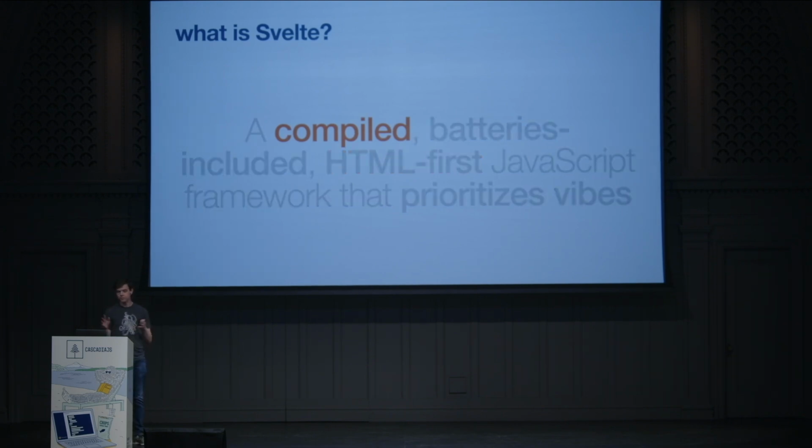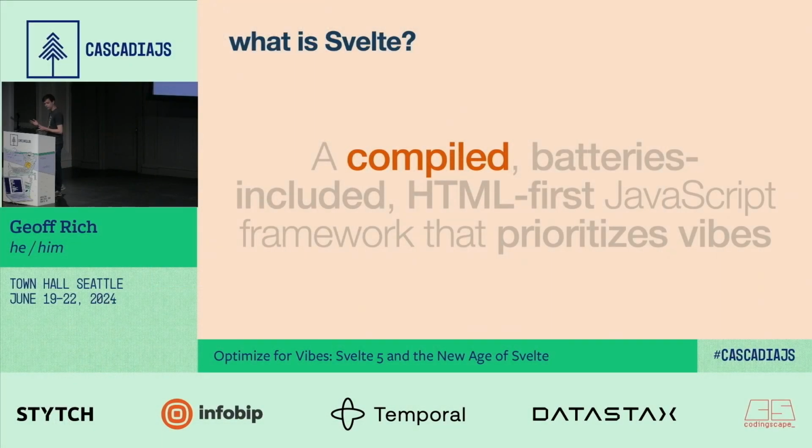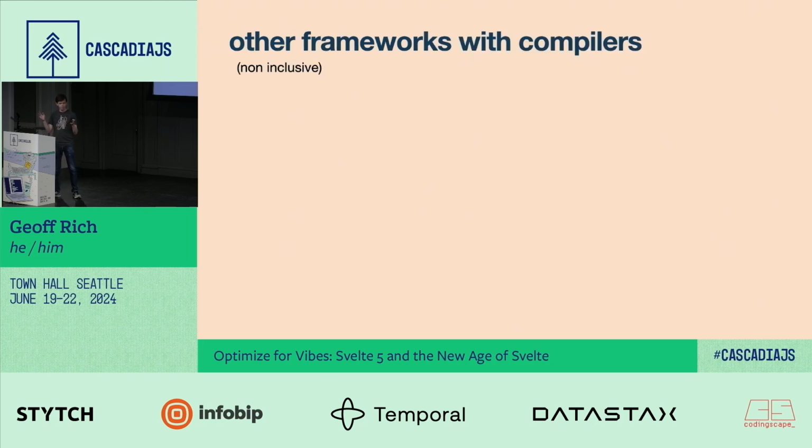First, compiled. If you know anything about Svelte, it's probably that it's a compiler. A compiler is a program that takes code written in one programming language and transforms it into another. In Svelte's case, it takes Svelte component code, which looks similar to HTML, and transforms it into tightly optimized vanilla JavaScript. Now, this was a super unique approach to front-end frameworks when Svelte first came out in 2016. These days, having a compiler in your framework is a little bit less unique.